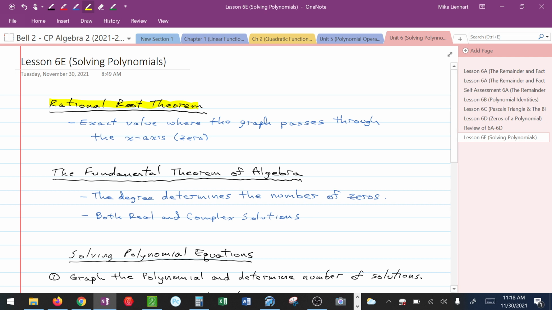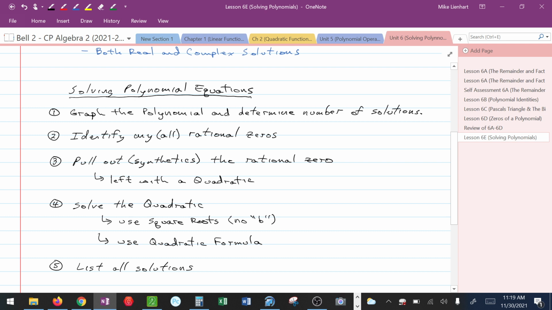The second term that we're going to use here is called the fundamental theorem of algebra. Now, this fundamental theorem is pretty involved, but basically here's the way we're going to use it. Whatever the highest power is, whatever the degree of the equation is, that tells us how many answers we have to find. That could include real, rational, irrational, and complex answers. So, how do we solve a polynomial?